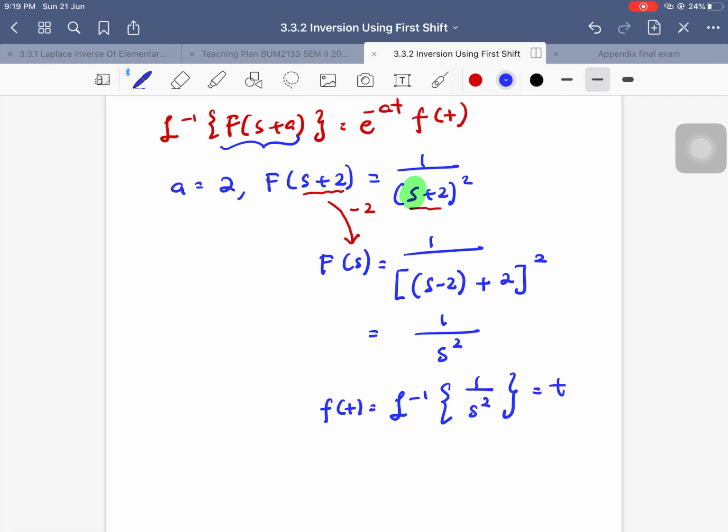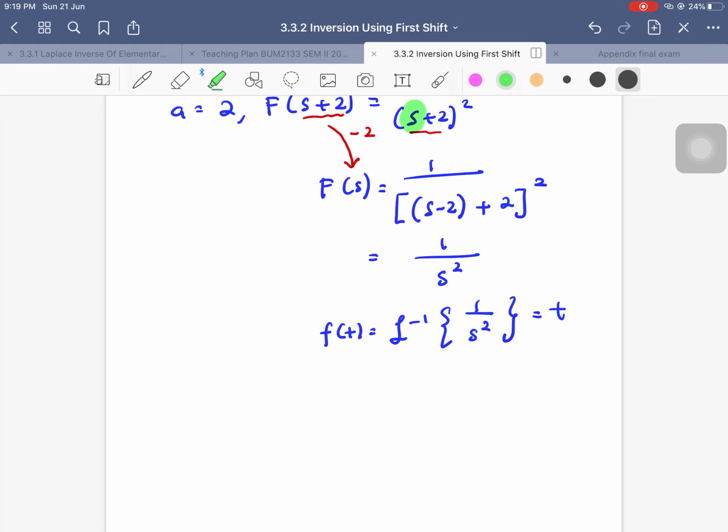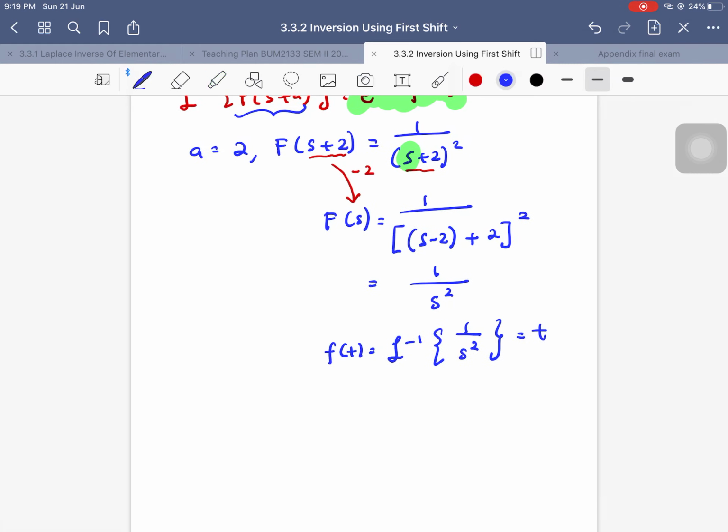And according to the table, this is simply going to equal t. So that is going to be my function f of t. However, remember, this is not yet your solution. You're supposed to combine that with the exponential. Okay, so now I'm going to write that.